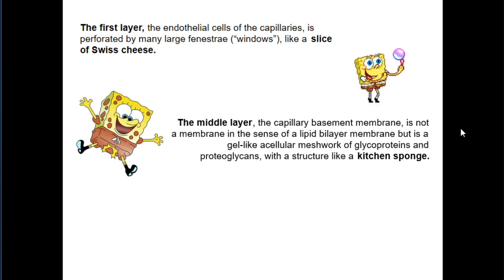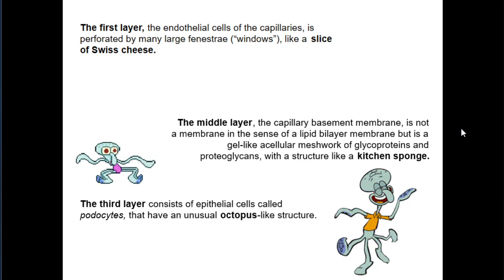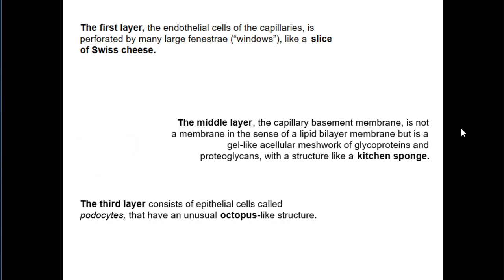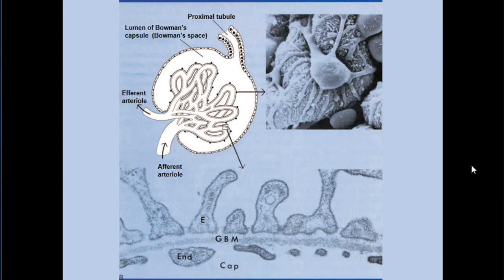The middle layer, the capillary basement membrane, is not actually a membrane in the sense of a lipid bilayer membrane, but rather a gel-like acellular meshwork, which consists of glycoproteins and proteoglycans, with a structure like a kitchen sponge. And the third layer consists of epithelial cells called podocytes that have an unusual octopus-like structure. And here on the microphotograph you can see the three layers of the filtration membrane, and that's the octopus which I have mentioned before.